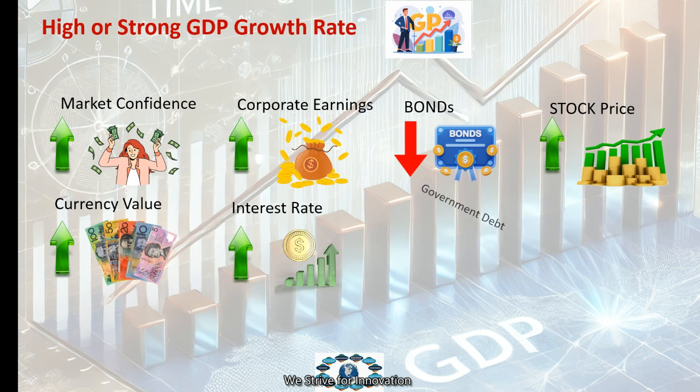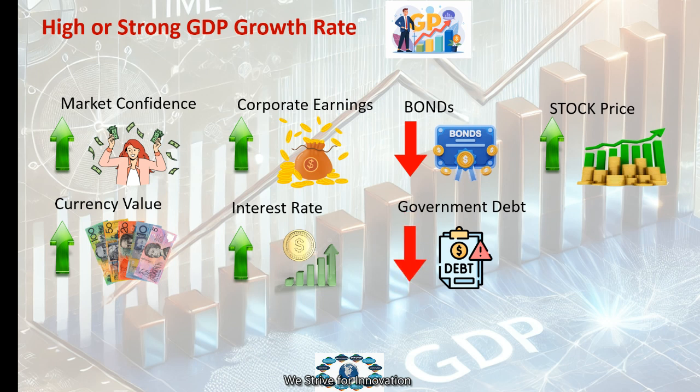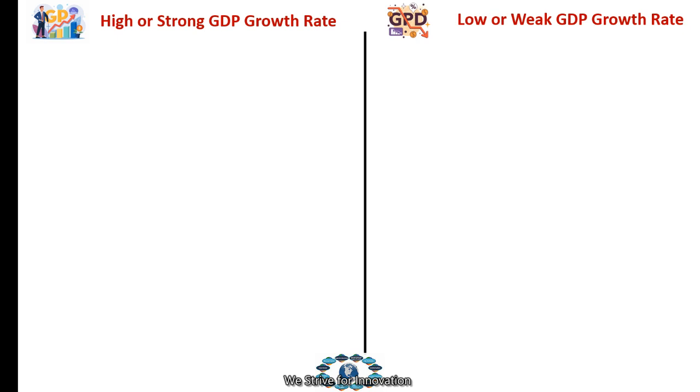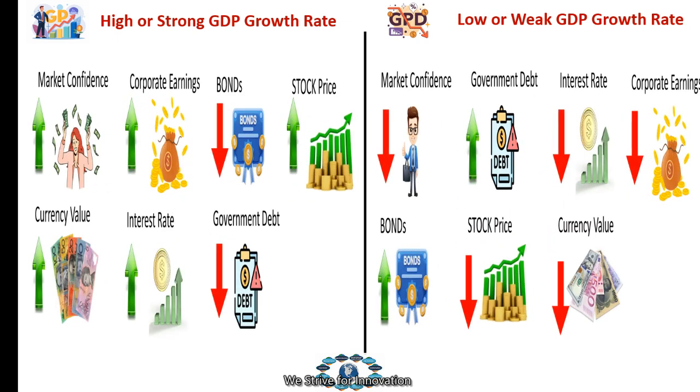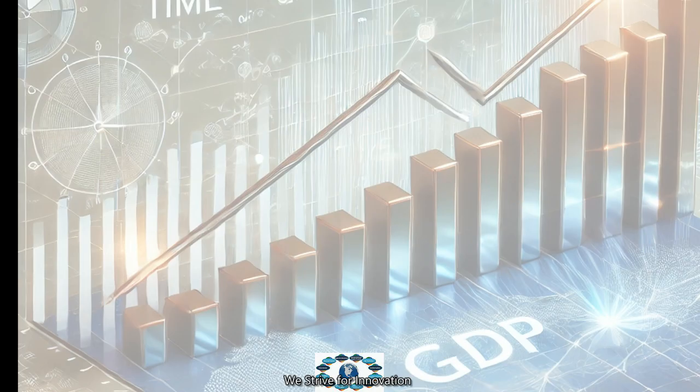What about the government debt? What's going to happen to it? Of course, when GDP growth is high, the government collects more taxes from income and sales, making it easier to manage its own debt, and the government debt will eventually go down. So these are the two aspects, between the low and the high, and here is an overview. You can see it side by side for your own comparison.